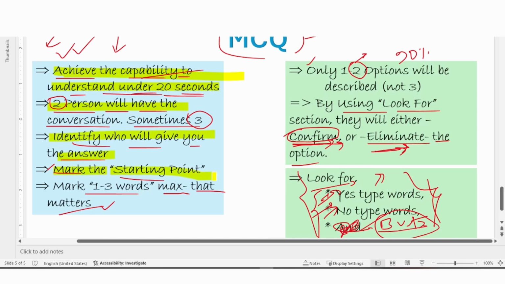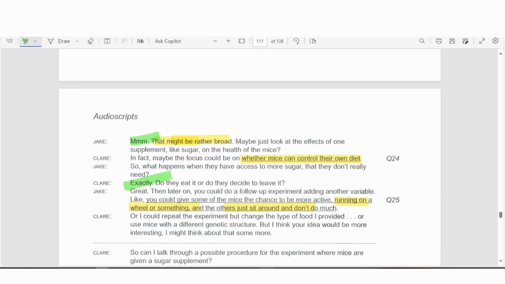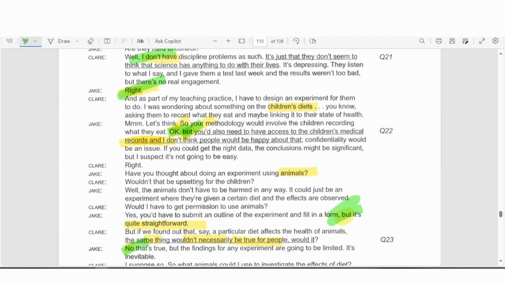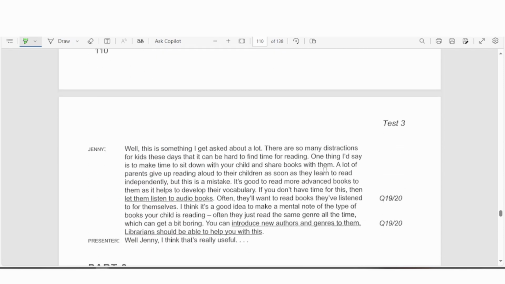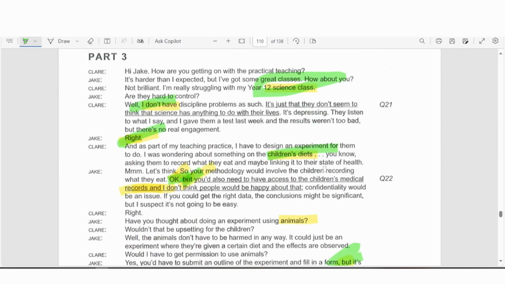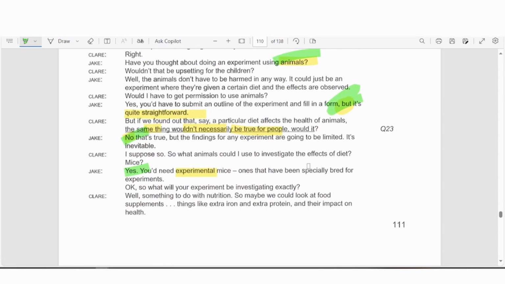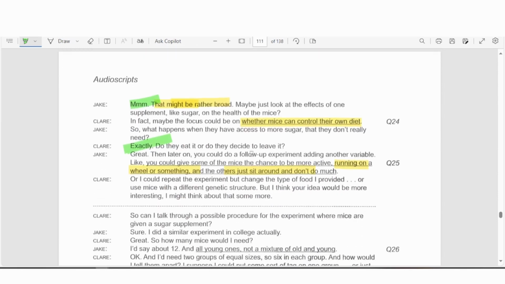Mark the starting point. You know that the starting point is super important for you. If you don't understand the starting point, like here the starting point was a 12 science class, children diets, and then the third starting point, sorry I lost it, maybe animals, and then right here it was experimental, right? And in the final one it also had an experiment. All right, so these are the things that will play the role.